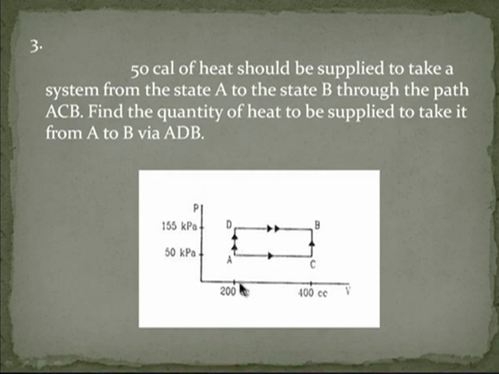Along the ADB process, the AD process is an isochoric process. Here the volume of 200 cc is maintained constant, and in the DB process the pressure remains constant. You have to find out the work done, which can be equal to 155 into the volume difference 400 minus 200. This way you have to find out the work done. So already we are getting dU, so dU plus dW, that we are getting as dQ. Next question.